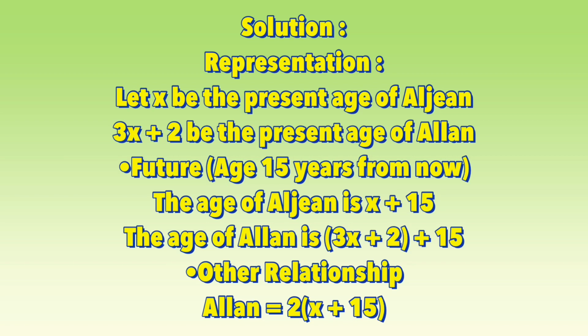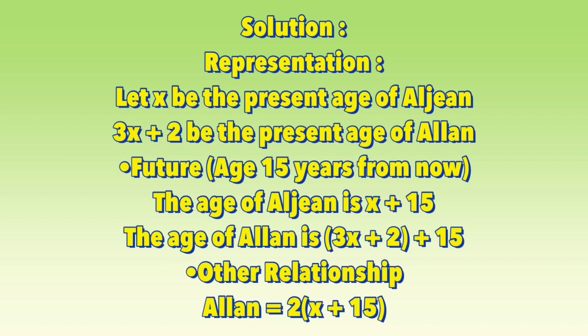Then the problem involves future years, so we're going to consider age 15 years from now. We're going to add 15 years to their present ages. That's why the age of Algin is x plus 15 and the age of Alan is 3x plus 2 plus 15.